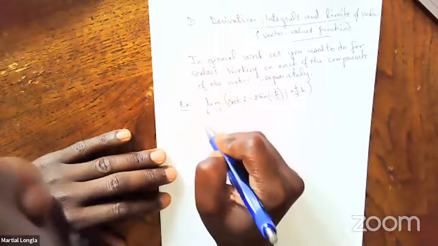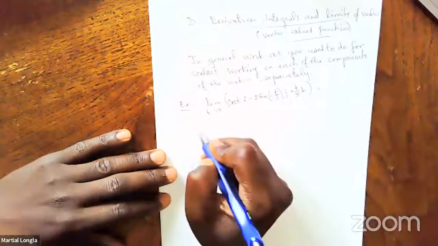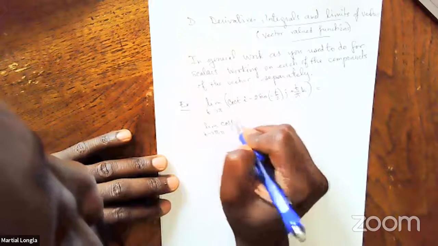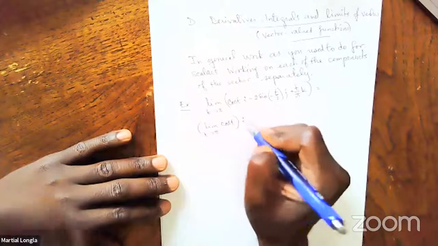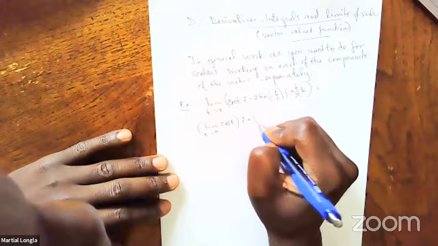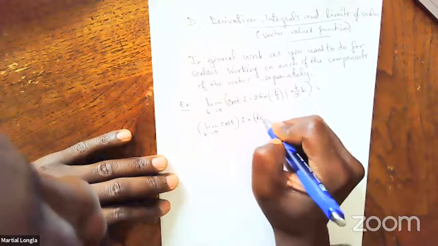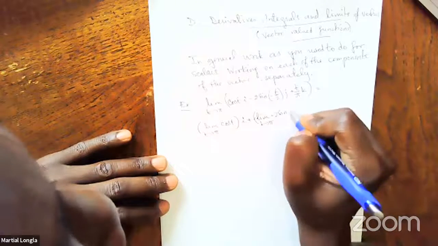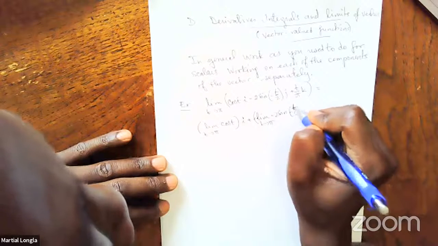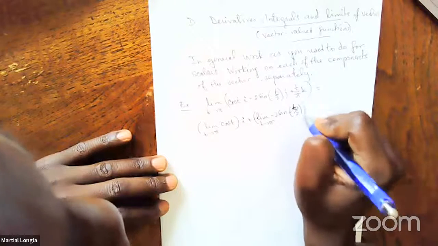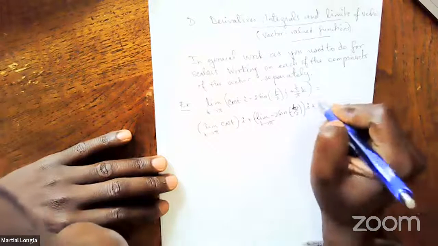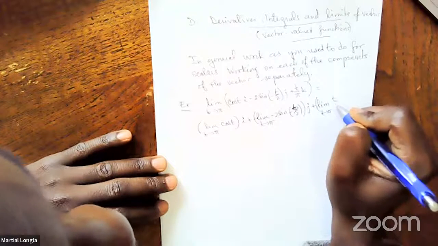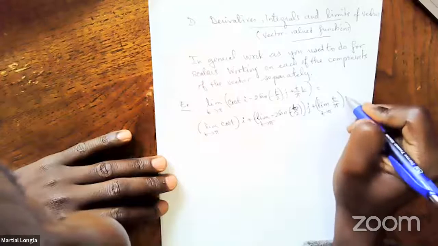Now we are going to say, okay, this limit is equal. I take the limit as t goes to pi of cosine t, separately, and multiply that by i. Then I take the limit as t goes to pi of minus 2 sine of minus t over 2, and multiply that by j. And then I take the limit as t goes to pi of t over pi, and multiply that by k.